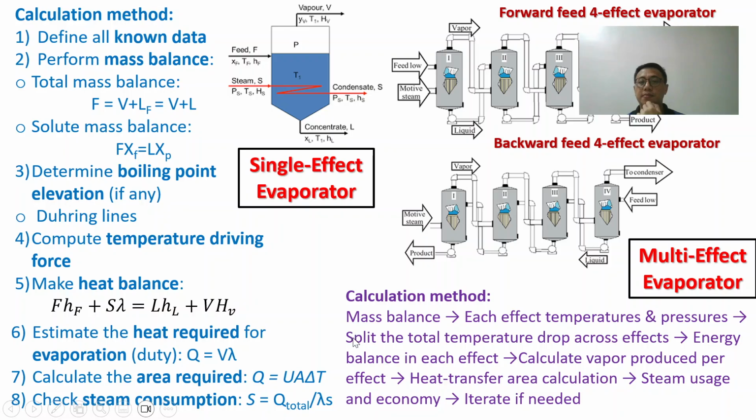Okay, and then split the total temperature drops across the effects. All the delta T, delta T1, delta T2, delta T3, delta T4, make sure it is balanced. We have to find a balanced delta T. Okay, energy balance in each effect. In each effect we have an energy balance, and then we calculate the vapor produced per effect.